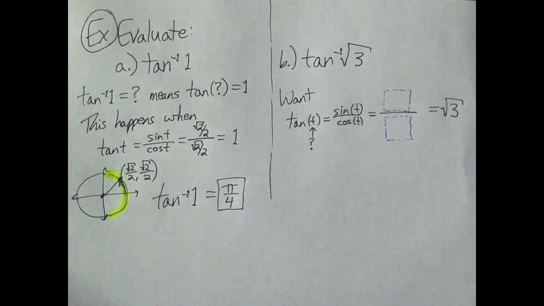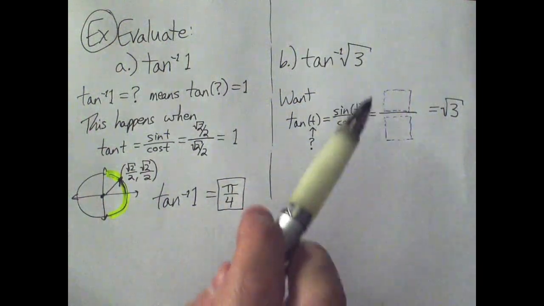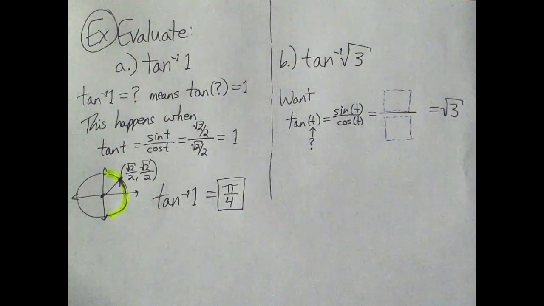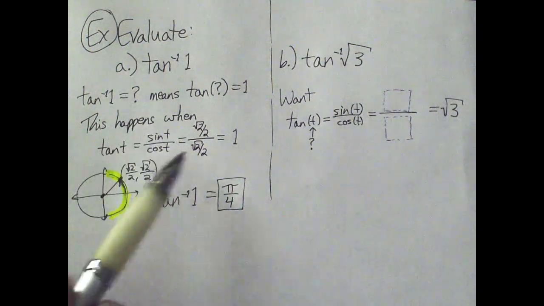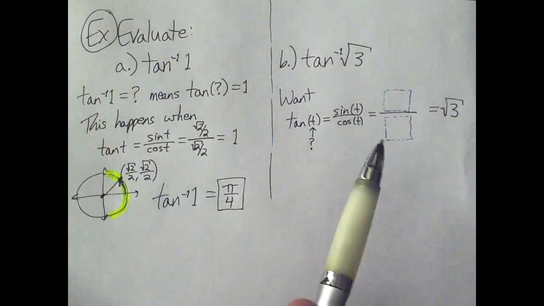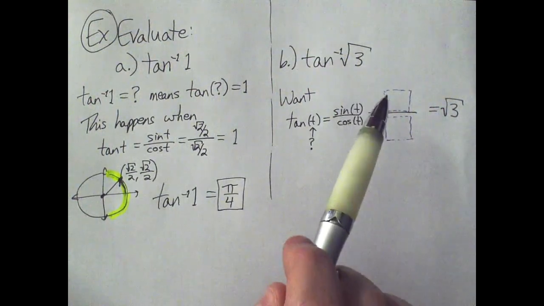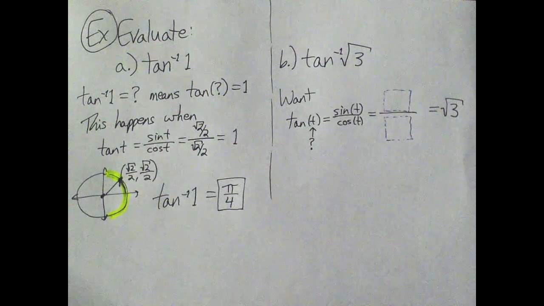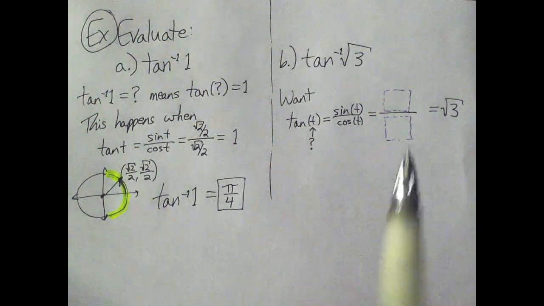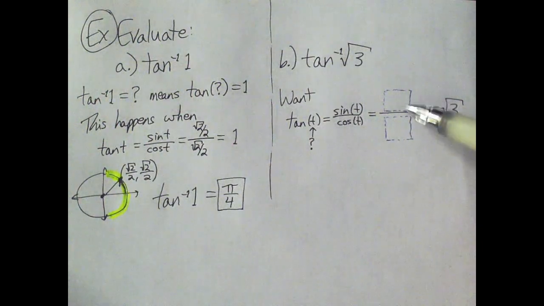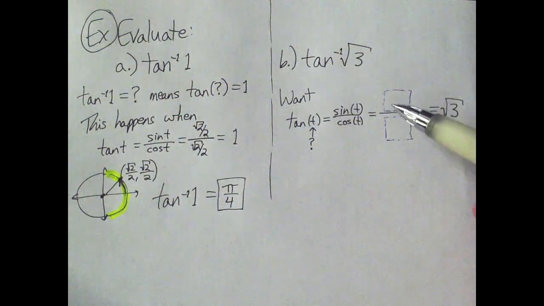In part A, I wanted the two things, the numerator and the denominator, to be equal so that they would cancel each other out and give me 1. But in this problem, I don't want them to be equal. I want them to be familiar numbers that we've seen before that are going to simplify in a way that when I put one of them on top and one of them on the bottom, it simplifies to just the square root of 3.